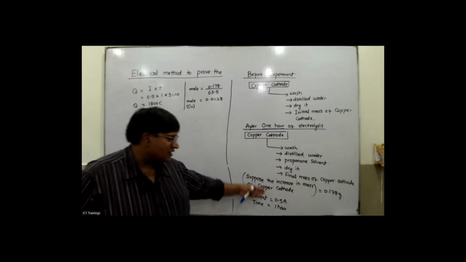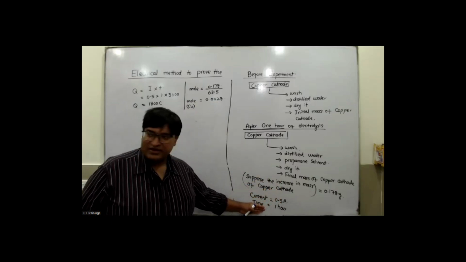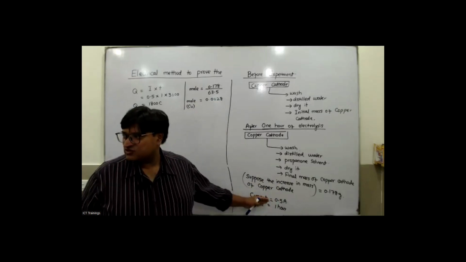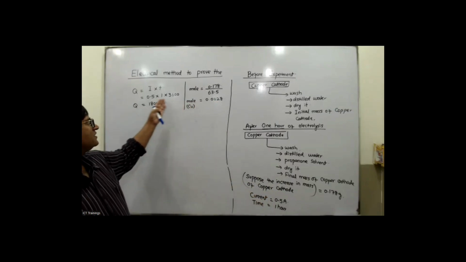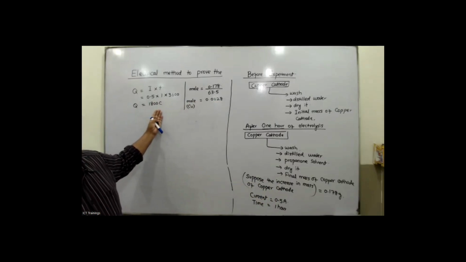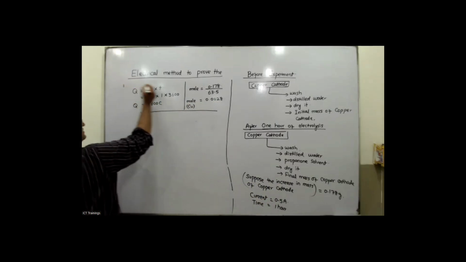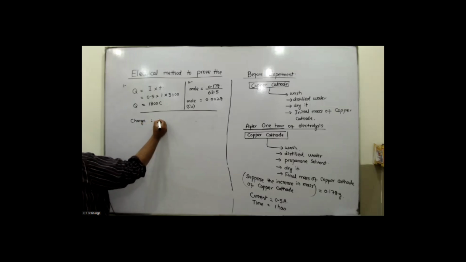So the things you are being given are the copper cathode, the current, and the time. These things are provided, and you have to find out the moles of copper and the charge. This is the first step, this is the second step. Now the third step: you should make the ratio between those, that is charge to mole of copper.